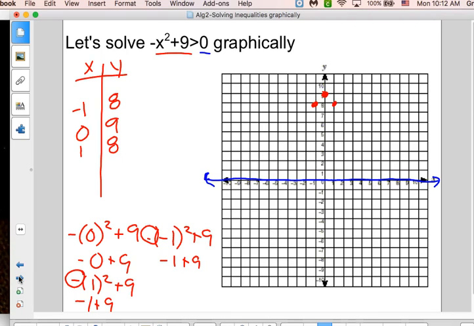What would be the next good number to plug in? 2. When you plug in a 2, it'll be -4 and then +9. 5. If you plug in a 2, what else should you plug in? -2. What's -2 going to give us? 5.